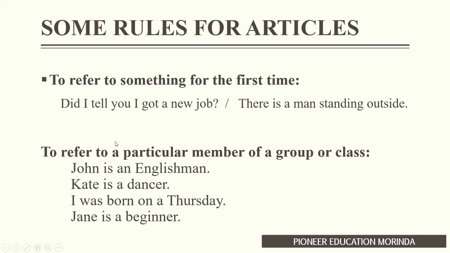When we refer to a particular member of a group or class, we also use a and an. John is an Englishman. Kate is a dancer. I was born on a Thursday. Jane is a beginner, like that.